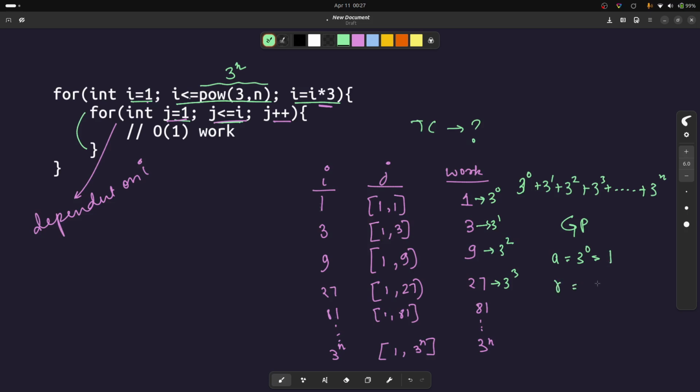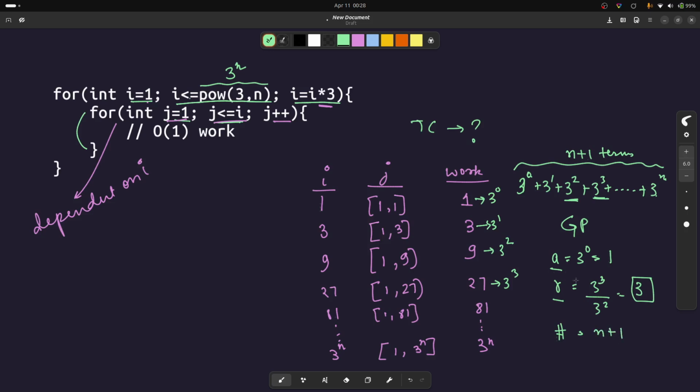The common ratio r: just take any two adjacent terms, let's say 3 to the power 3 divided by 3 to the power 2, giving us 3. So the common ratio is 3. I know the first term and the common ratio, and now how many terms are there in this series? To get the number of terms, just look at the power. That is why I wrote them in powers of 3. The first term is 3 to the power 0, the last term is 3 to the power n, and the power only increases by 1 each time. So it's 0 to n, there will clearly be n plus 1 terms. So the number of terms is equal to n plus 1.